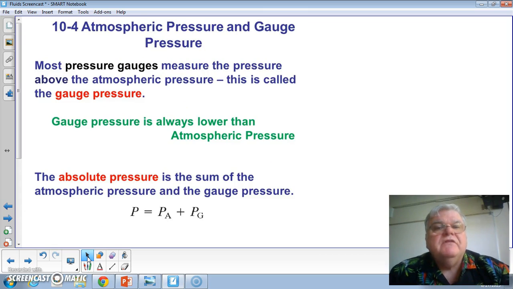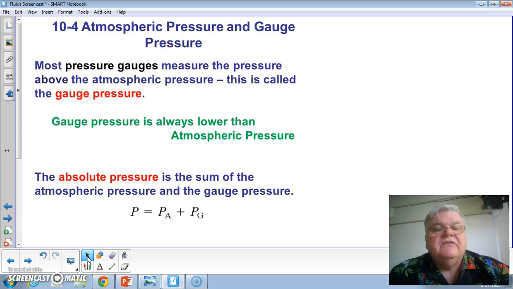Now, atmospheric pressure versus gauge pressure. Basically, a pressure gauge is measuring how much pressure above atmosphere you have. On a gauge, it sets 0 as being 1 atmosphere of pressure. So take your bicycle tire pump. When it's not attached to the tire, it reads 0. But there's still 1 atmosphere of pressure pushing down on it. Attach it to the tire and start pumping it up. The gauge pressure is how much pressure is in that tire, just in the tire. It doesn't take into account the atmosphere pushing down on it.